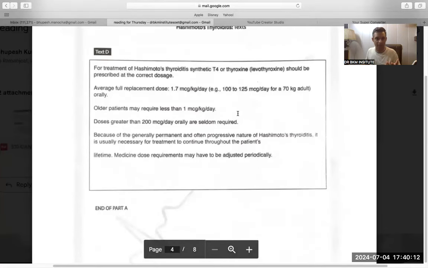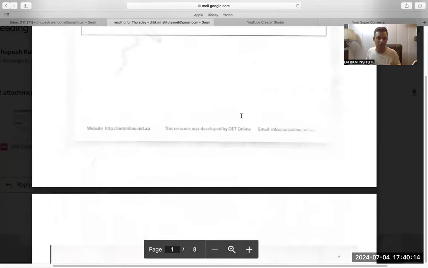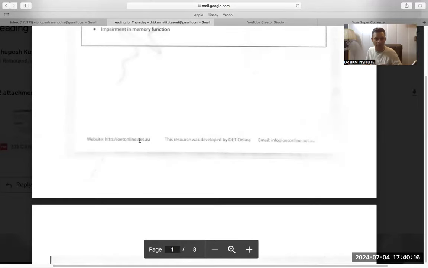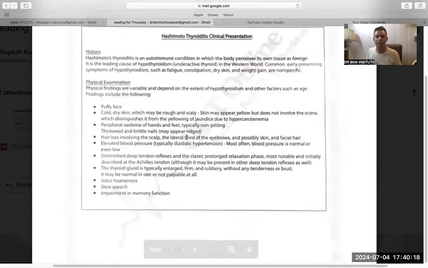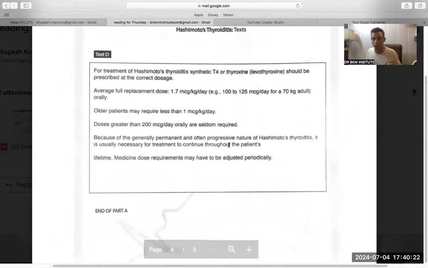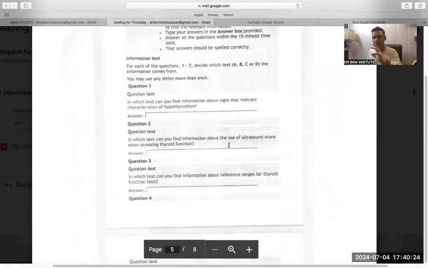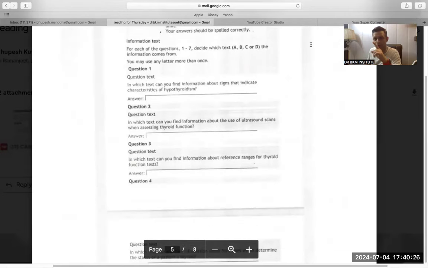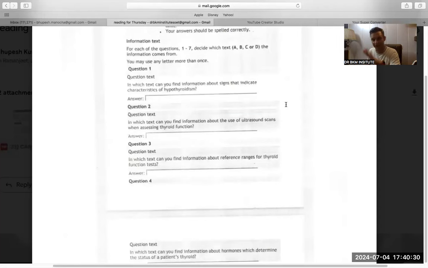Thanks to the institute who has created this reading. This is oetonline.net AU. The main focus of Dr. BKM Institute is to teach you how to do it. So I'm starting from here. First of all, I will read the questions. My clock is showing 10 minutes, so my reading should finish by 25. I will try that, but the main thing is I have to teach you as well.